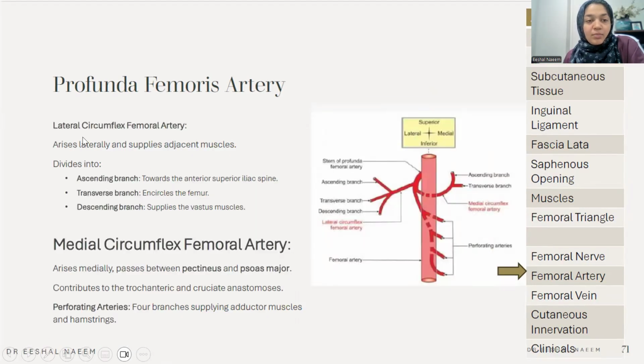Now, the lateral circumflex femoral artery gives these three branches. The ascending branch goes towards the anterior superior iliac spine above. The transverse branch encircles the femur. The descending branch supplies the vastus muscles. Now, the medial circumflex femoral artery arises between pectineus and psoas muscle. They contribute to the trochanteric and cruciate anastomosis, and they have four perforating arteries, four branches supplying adductor muscles and hamstrings.